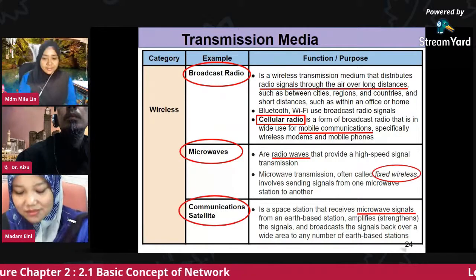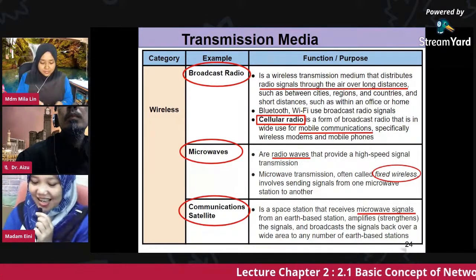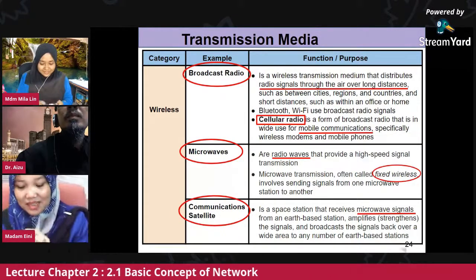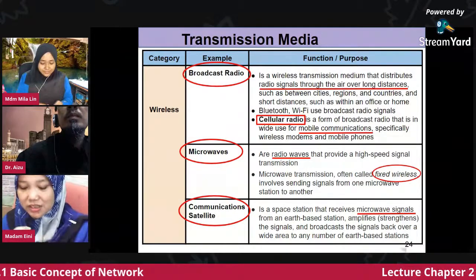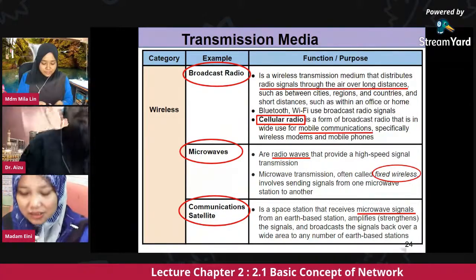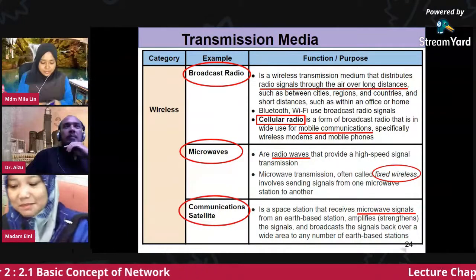Okay. Now, do you still remember? Can you state two categories of transmission media? Can you list down the features for each transmission media and an example for each transmission media? Okay, yes, very good, well done.